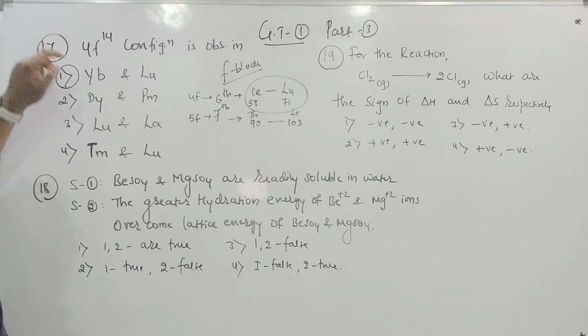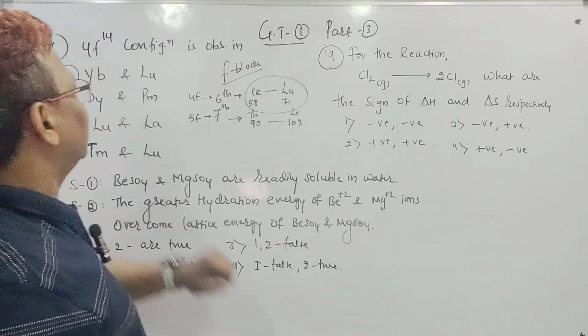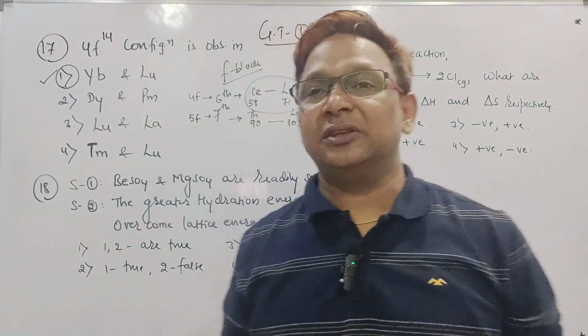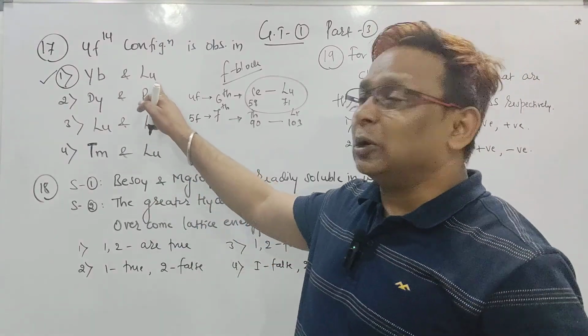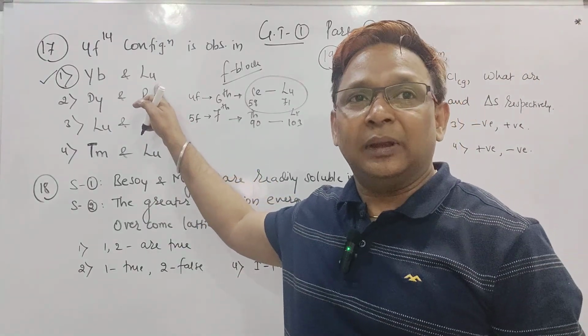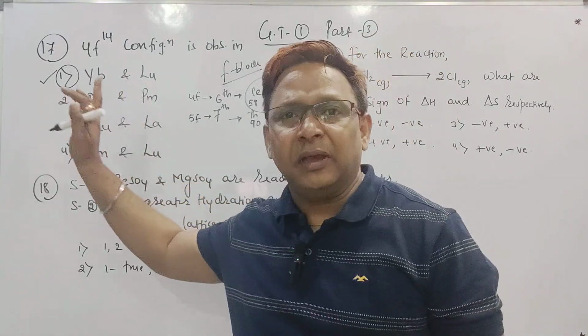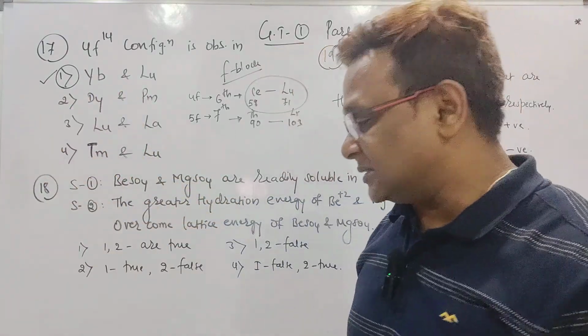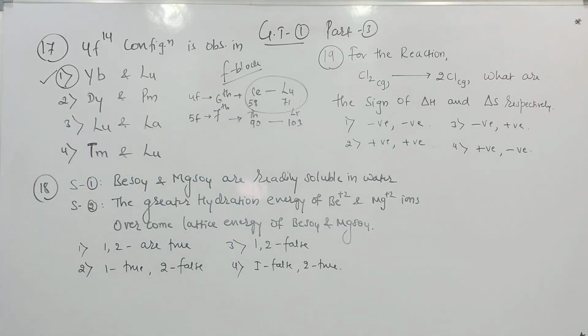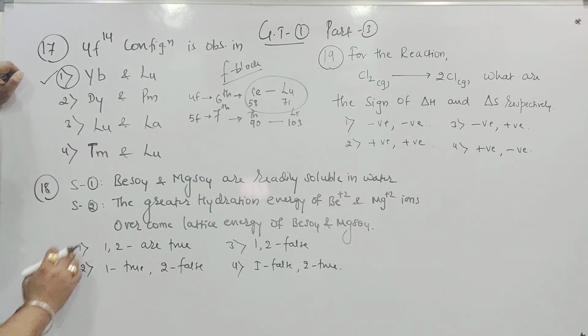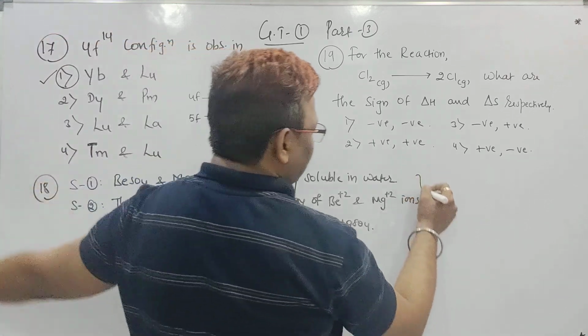Yb and Lu are the elements that come under the 4f14 configuration. Means if you write the configuration of lutetium, beta, I am getting 4f14. At the same time, for Yb also I am getting the configuration 4f14. Then question number 18, check it here. Beta, this question belongs to the s-block elements.